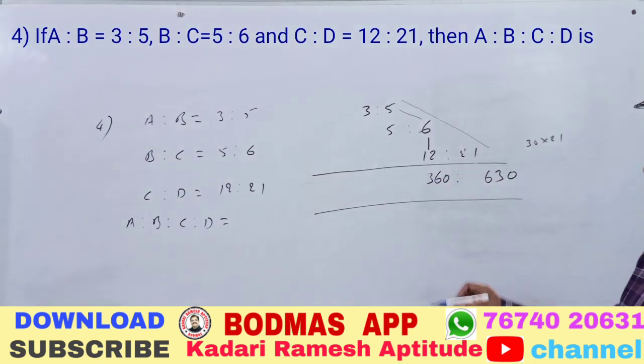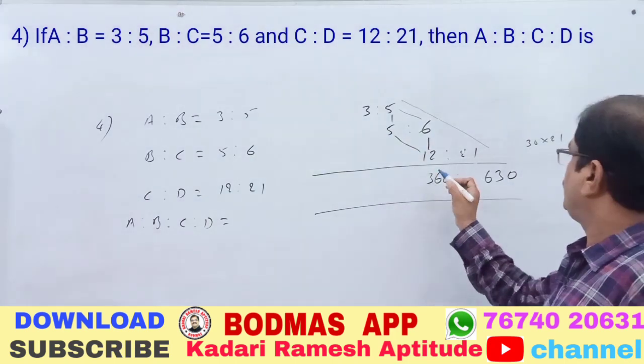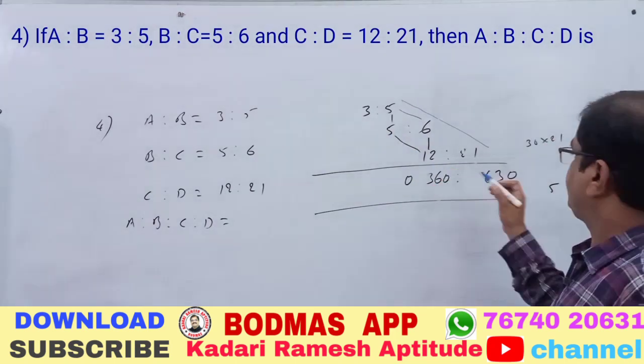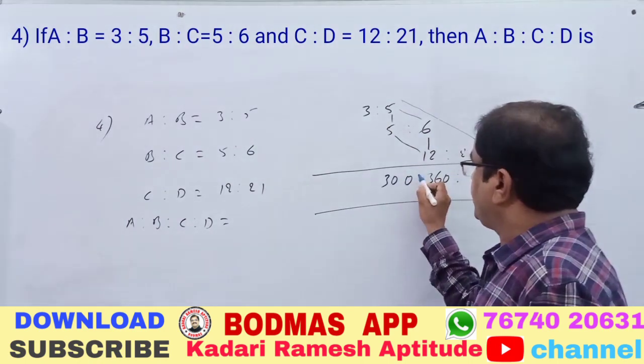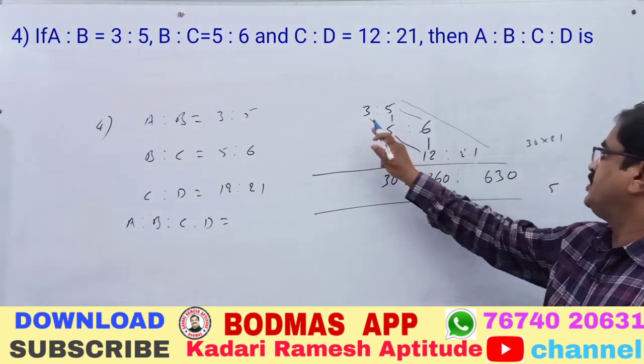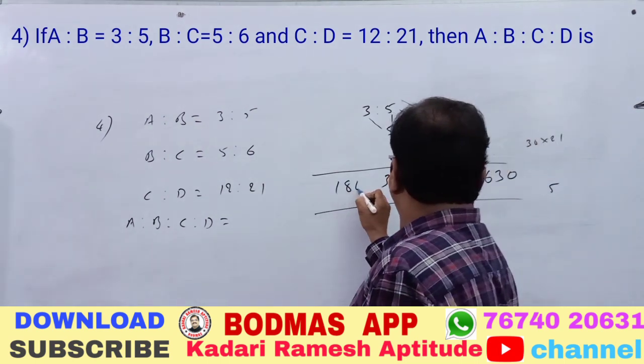Third step: 5 into 5 into 12. So 5 fives are 25, and 25 into 12 is equal to 300. Now the fourth step: 3 into 5 into 12. 3 fives are 15, and 15 into 12 is 150 plus 30, so it is equal to 180.